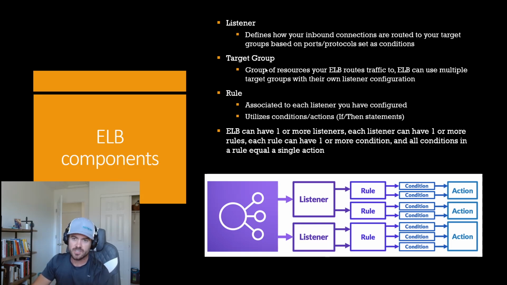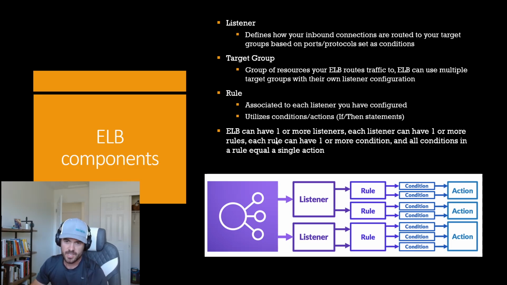A target group is just a group of resources that your elastic load balancer eventually routes traffic to. And you can have multiple target groups in an ELB, each with their own listener configuration. Okay? And rules are going to be associated to each listener you have configured. And you can think of rules as if-then statements that utilize conditions and actions. So for example, in this one up here, it's going to say, okay, if this is HTTPS or HTTP traffic, then send it over to this instance, for example.